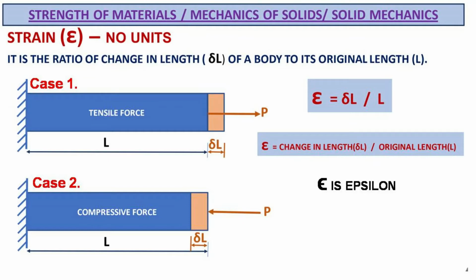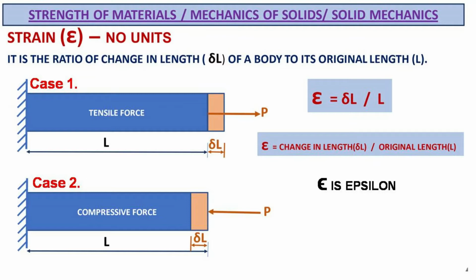Both elongation and contraction are collectively called deformation. So, when a load is applied on a body, there will be either elongation in the body or contraction in the body, depending upon the direction of the applied force. In both cases there is some change in length of bar. This change in length of bar is called deformation and is denoted with delta L. Now, strain is defined as the ratio of change in length to its original length. That is, epsilon is equal to delta L divided by L.